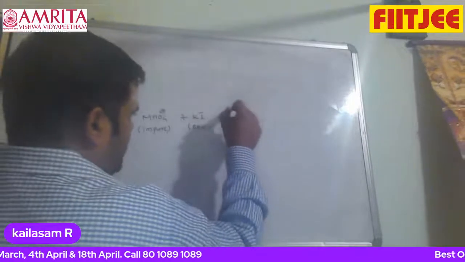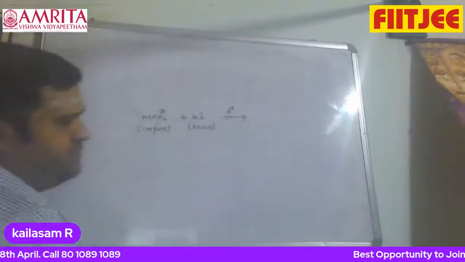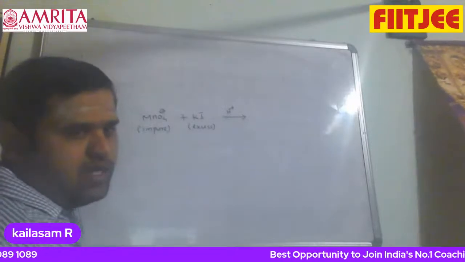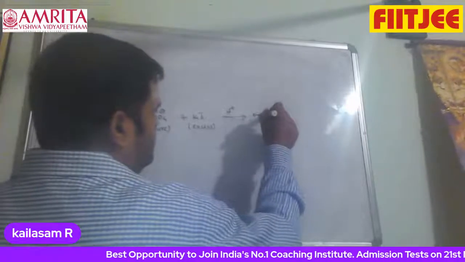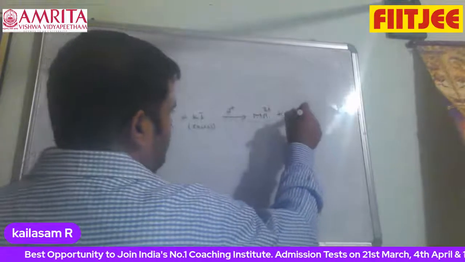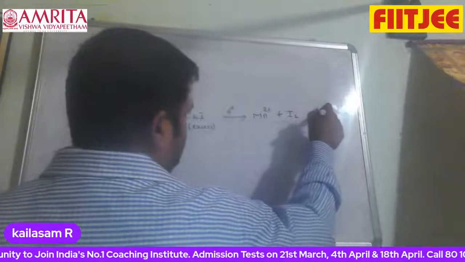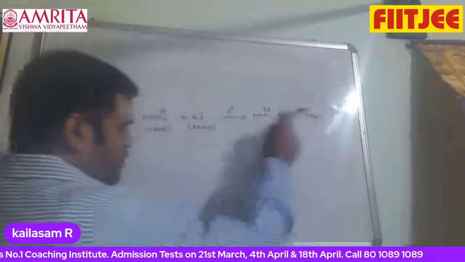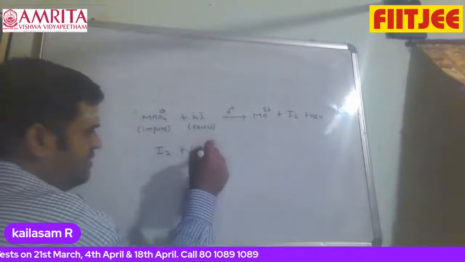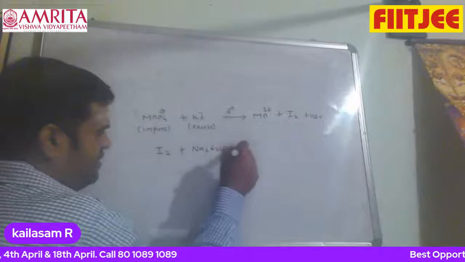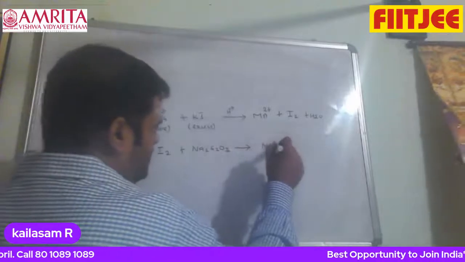So the medium could be an acidic medium. When they're taking an acidic medium, what is going to happen? MnO4 minus becomes Mn2 plus, and I2 is liberated, plus H2O. The liberated I2 they titrate with Na2S2O3.